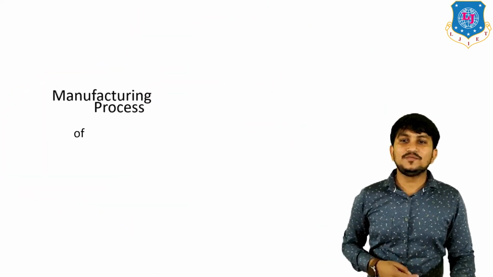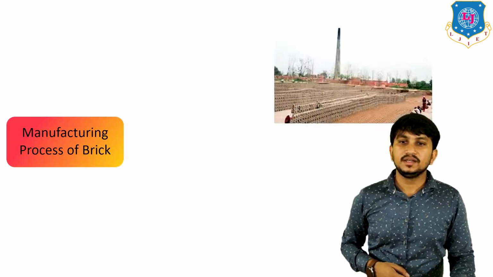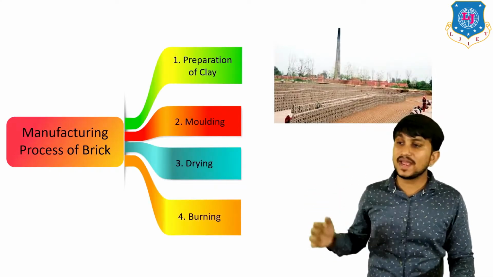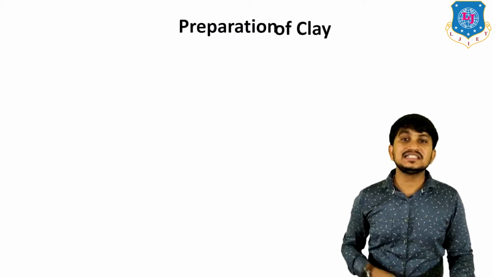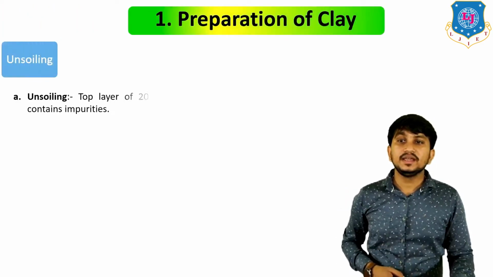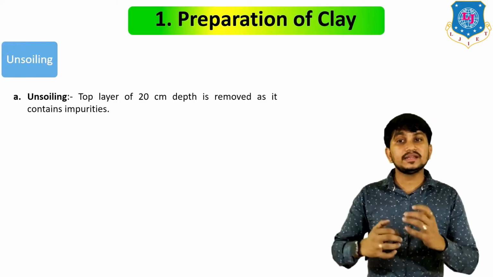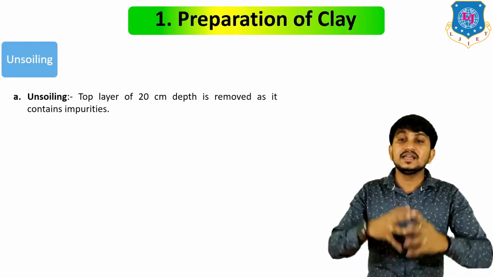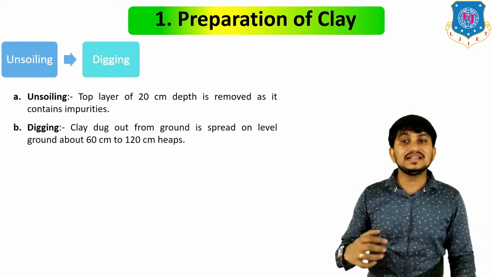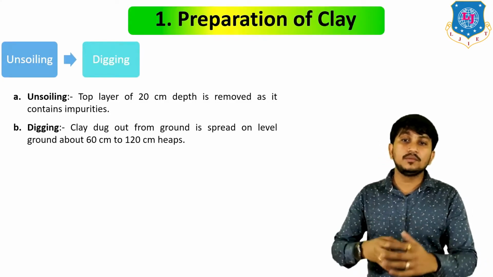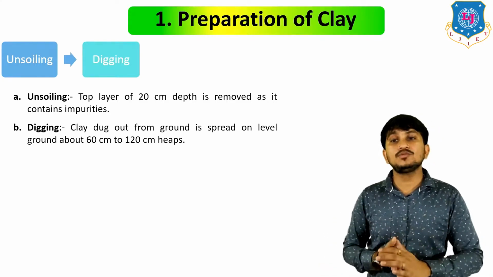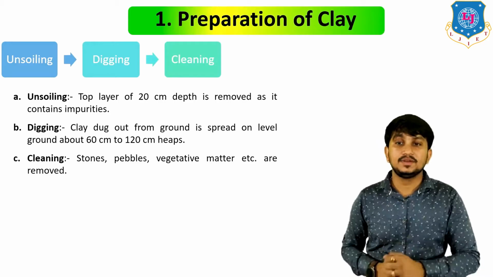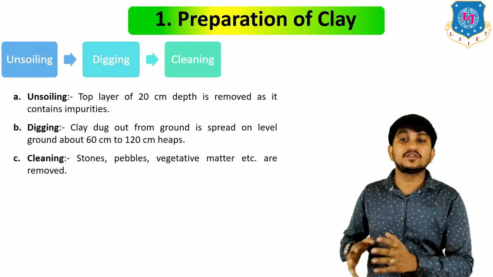Now let's discuss manufacturing of brick, in which four processes are there. First is preparation of clay, second is molding, third is drying, and fourth is burning. First is preparation of clay, in which the first step is unsoiling, in which the top layer of 20 centimeter depth is removed as it contains impurities in the soil. Second is digging. Clay dug out from the ground is spread on level ground about 60 centimeter to 120 centimeter deep. Third step is cleaning. Stones, pebbles, vegetative matter, etc. are removed.